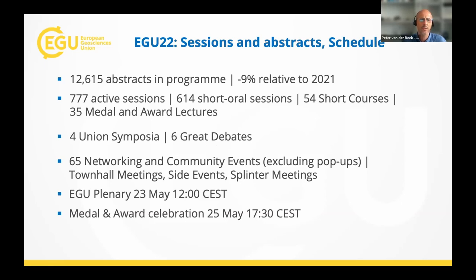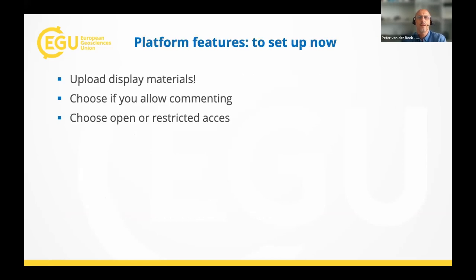There will be town hall meetings, side events, splinter meetings, etc., what you are used to from an EGU General Assembly. There will also be a short plenary on the 23rd of May at noon, and the medal and award celebration is back, and that will happen on the 25th of May at the end of the afternoon. And you will find all of these in the General Assembly program online.